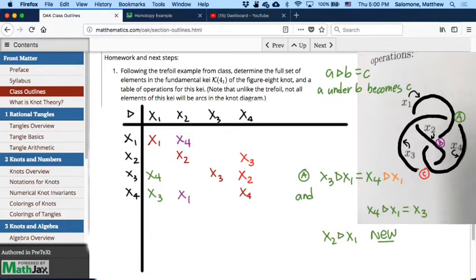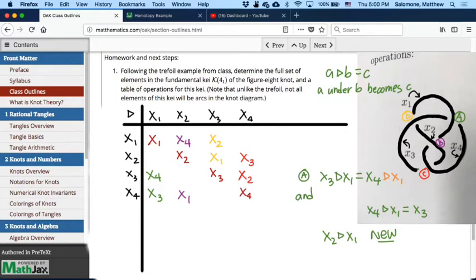If we go to the last remaining crossing, what's happening there? x1 triangle x3 equals x2. Okay, 1 under 3 becomes 2, and therefore also x2 triangle x3 equals x1. 2 under 3 becomes 1. Great. And so once we've gotten all 4 of those crossings accounted for, we still have blank spots in our operation table. And that's kind of a clue, right? That we don't have enough stuff in our fundamental K to completely determine all the operation table.